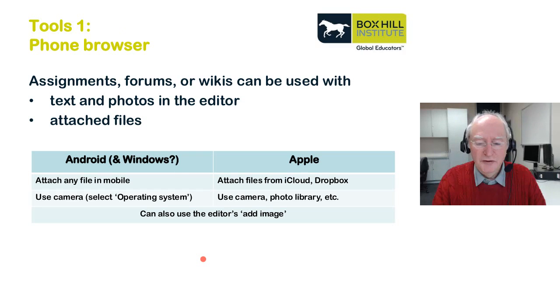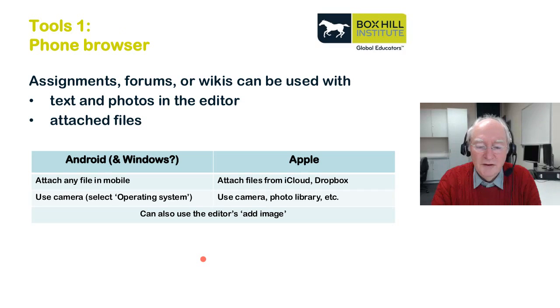And so they can then take a photograph with the camera and put it straight in amongst the text. Alternatively, they can attach a file. If you're using Android, I don't know the Windows mobile system well, so I've put, but I presume that operates in the Android sort of fashion. So you can attach any file, whereas with the Apple, you can only attach files from iCloud or Dropbox or that sort of thing, because Apple, the iOS doesn't have a file system that's across all the different apps, but there's some sort of links between the different apps.